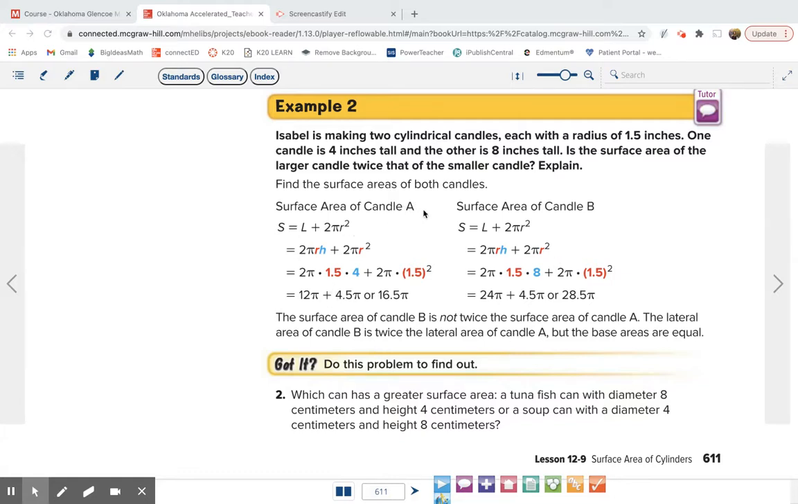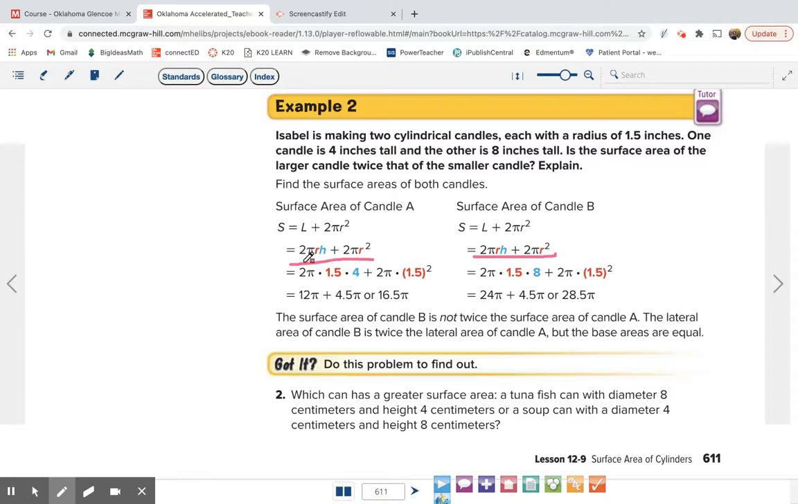So candle A will be your smaller candle. Candle B will be our bigger candle. So we already know it's S equals L plus 2B. Since it's a cylinder, L is 2 pi RH, and 2B is 2 pi r squared. So from this point, we're just plugging in numbers. The radius on both of them is the same, 1.5. The height of the smaller candle is 4. The height of the larger candle is 8.